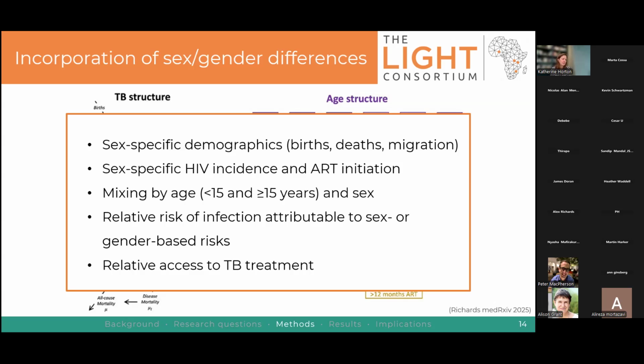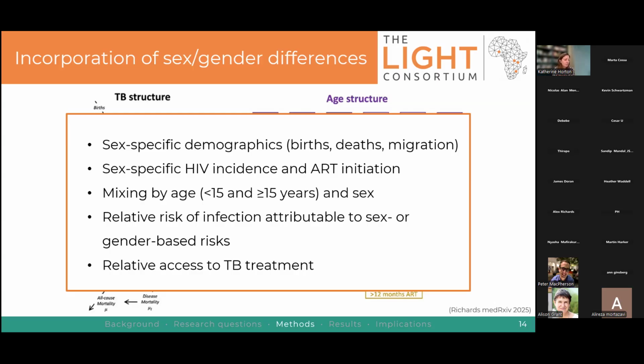We incorporated a relative risk of infection attributable to sex or gender-based risks. We didn't define these risks specifically, so we didn't look at specific rates of smoking or alcohol consumption, for example, across these countries, but we incorporated a generic risk to account for these.